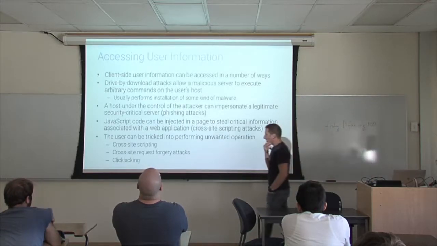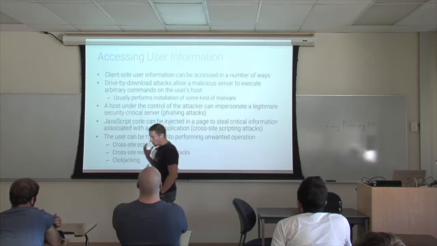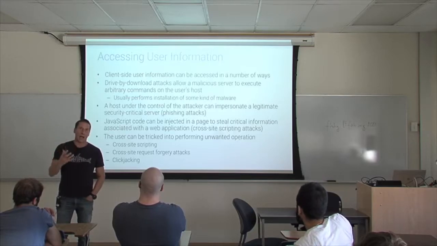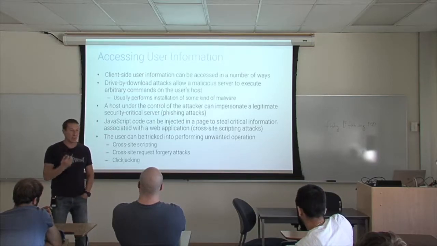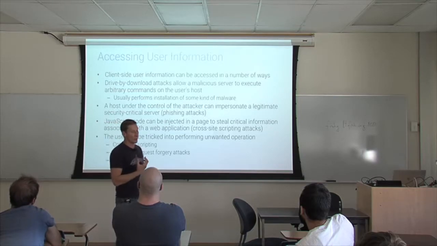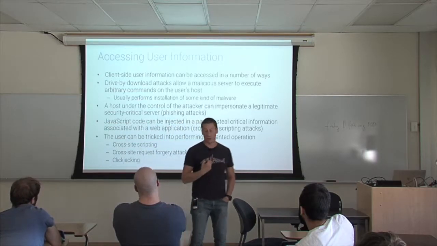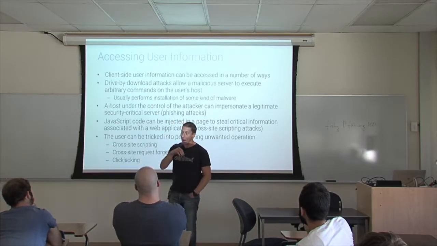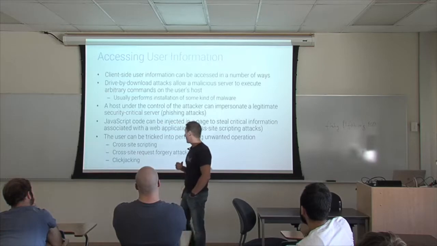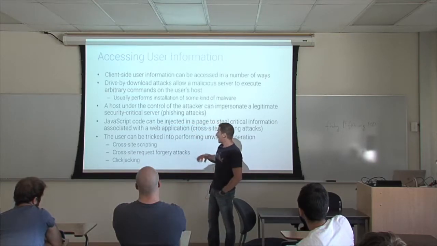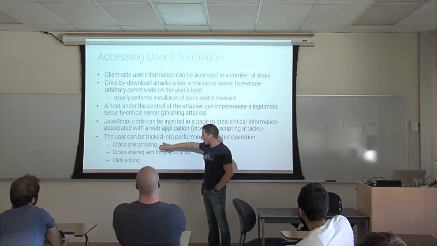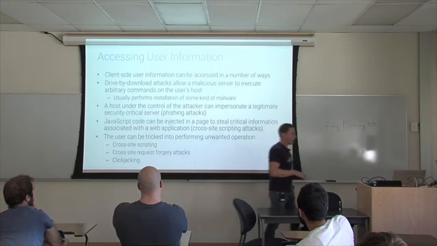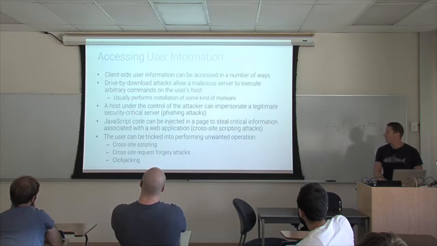Now let's talk about other classes of attack that are based on fundamentally tricking the user into doing something that would either disclose personal information or perform an action on behalf of the user, or the user will perform an action on behalf of the attacker and therefore achieve some goals. We will see cross-site scripting, cross-site request forgery, and clickjacking as examples of this type of attack.